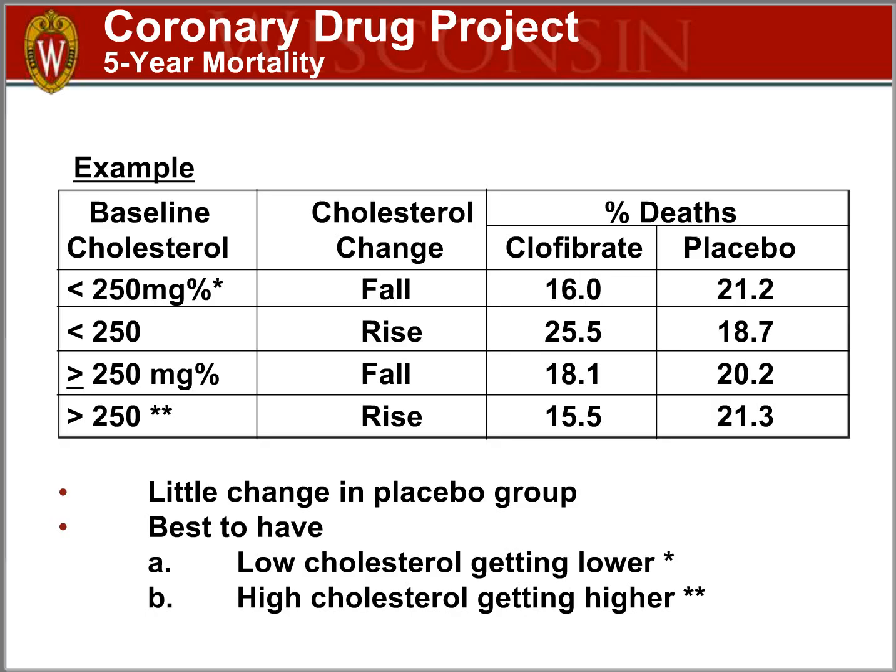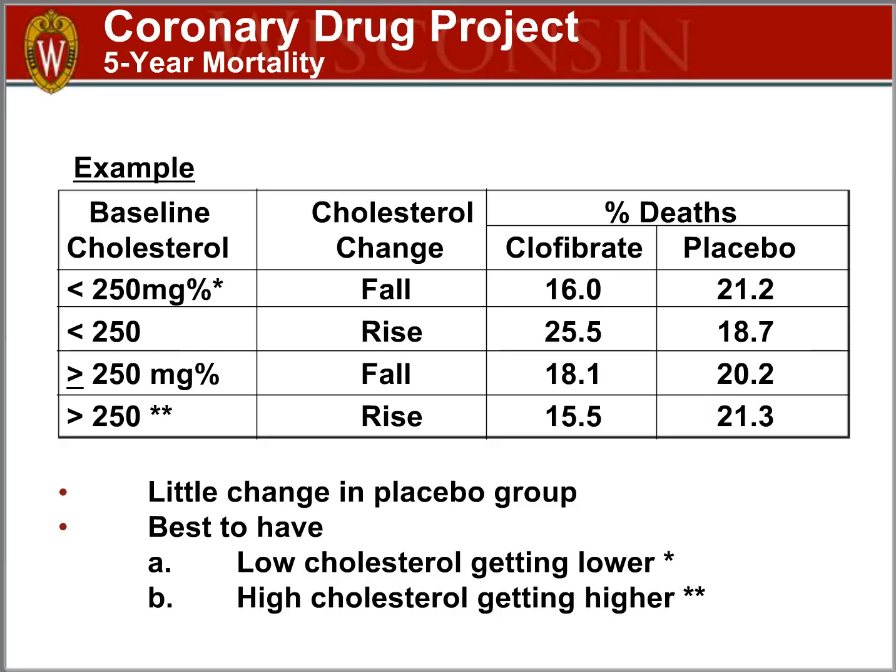We further put the data into those for whom the cholesterol improved as it went down versus those where it rose. So you look at these results, and you see in the clofibrate-treated arm, if you were low cholesterol and it went down compared to those going up, you had a benefit, lower mortality, 16.0 versus 25.5. If you had a high cholesterol, in fact, and it fell, there was 18.1 versus 15.5 for those for whom it rose. This is an odd result.